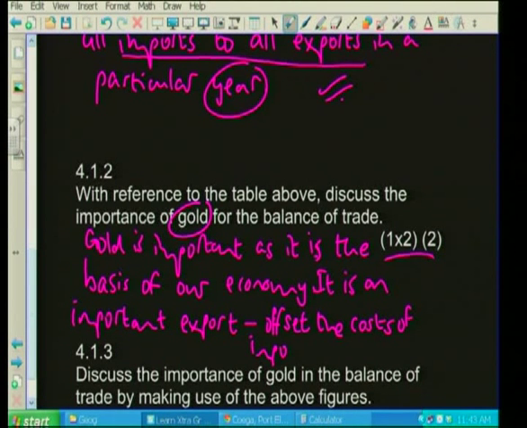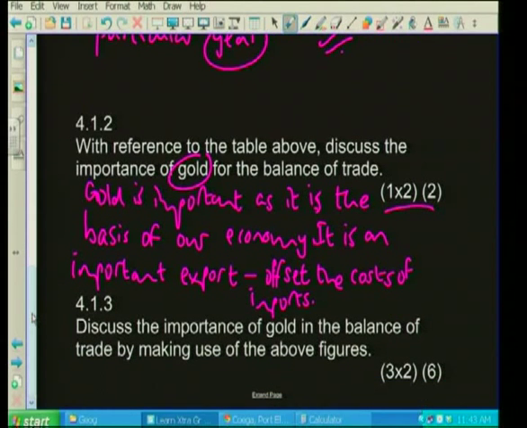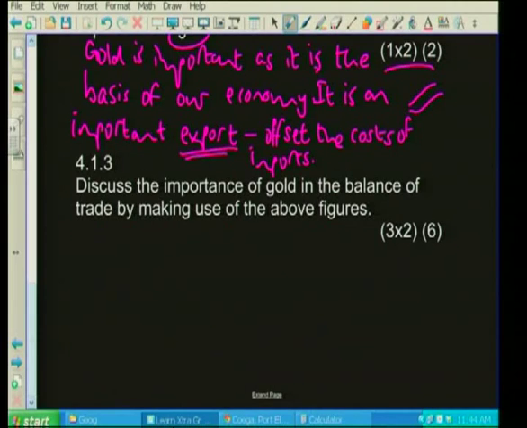So gold is used as a valuable sort of trading mechanism, as it were, and we get 2 marks there for talking about its importance, the fact that it is an important export product, and it helps us balance or to keep in check the costs of our imports and how much money we spend on imported materials as well.